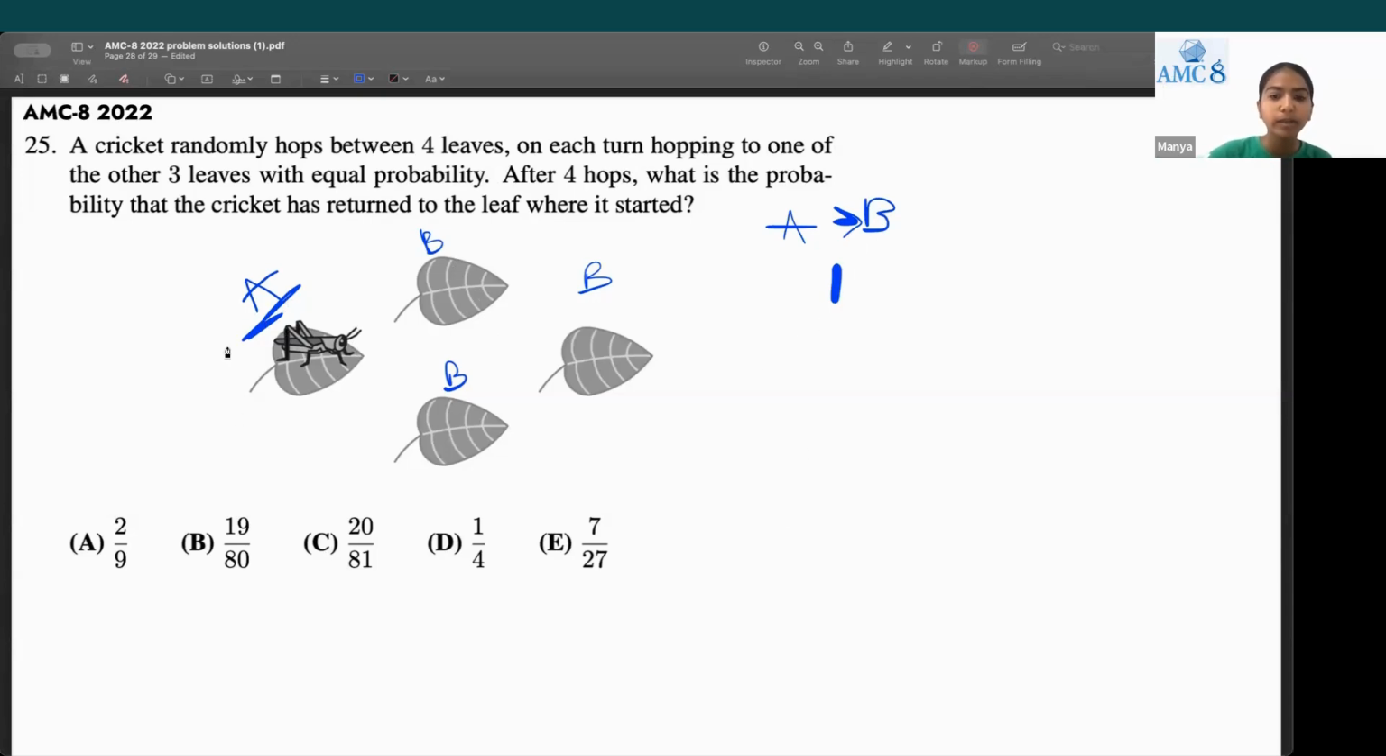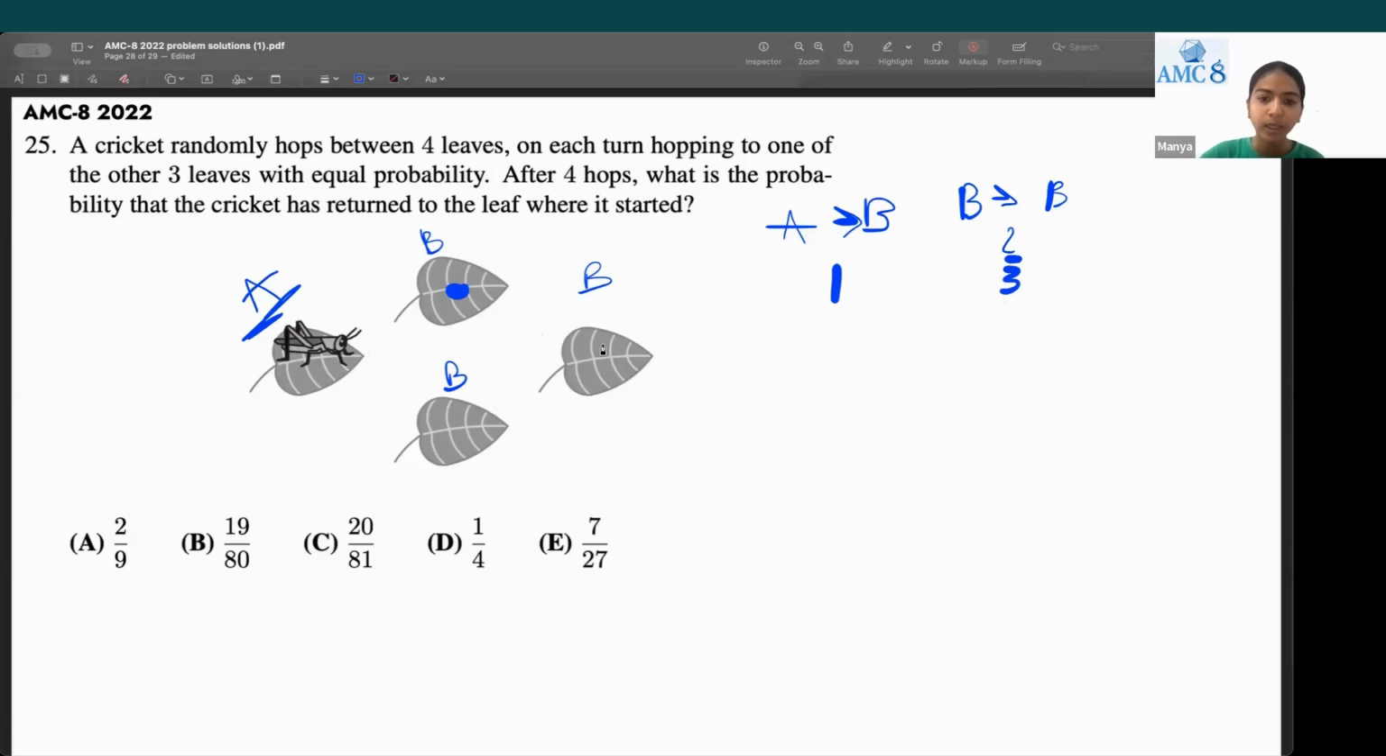Well, what is the probability it will be going from B to B? So from B to B, it's actually going to be 2 over 3. Suppose that the cricket is here, it can go 1 over 3, 1 over 3, and 1 over 3. But then we want B to B because we want it to go here. So it's going to be 1/3 plus 1/3, which is 2/3. So B to B is 2/3.